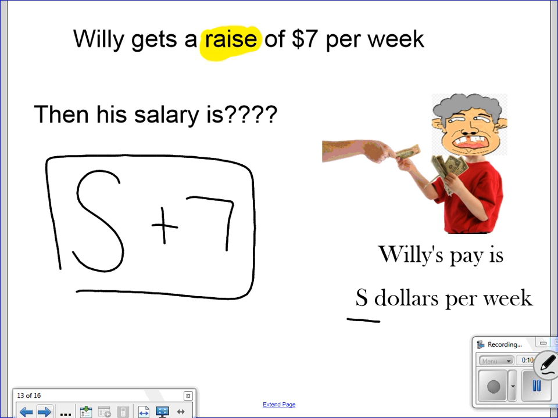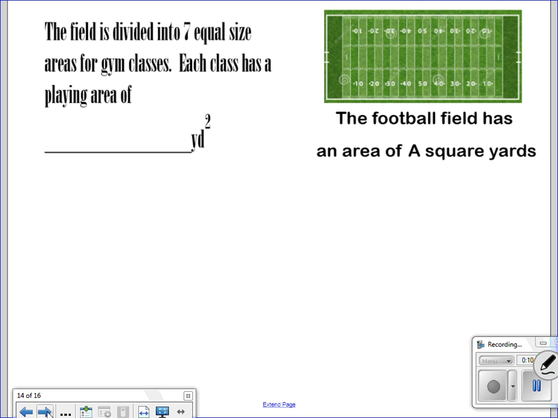Here's your algebraic expression. Make sense of it. Plug numbers in. Here's another one. And I'm almost at my time limit.